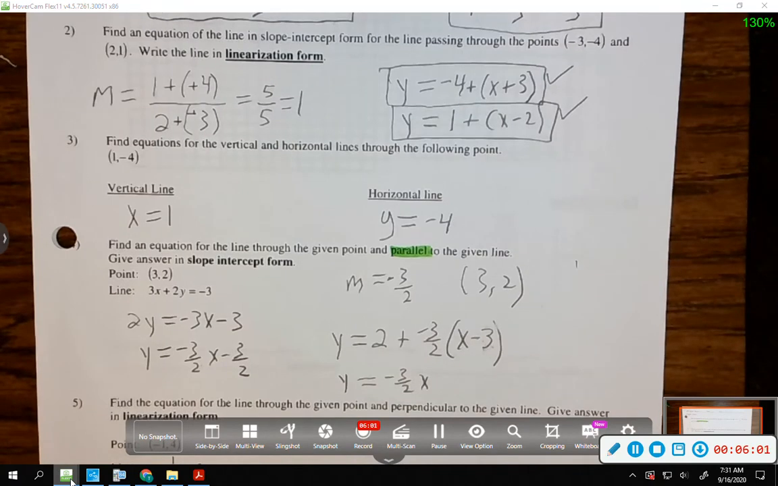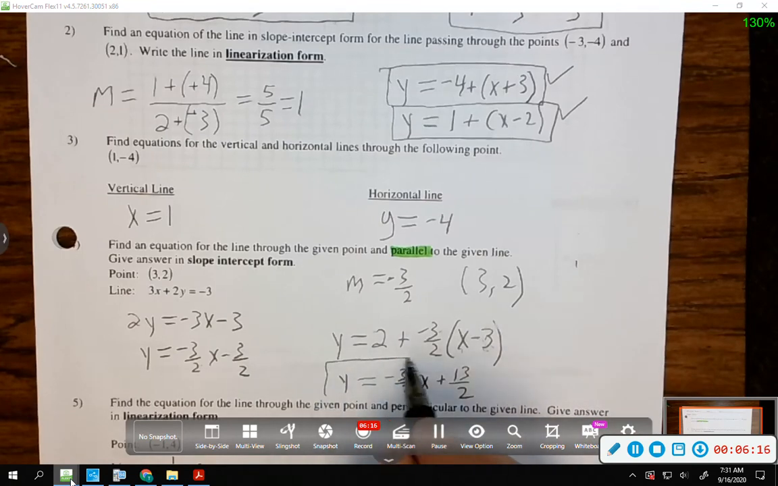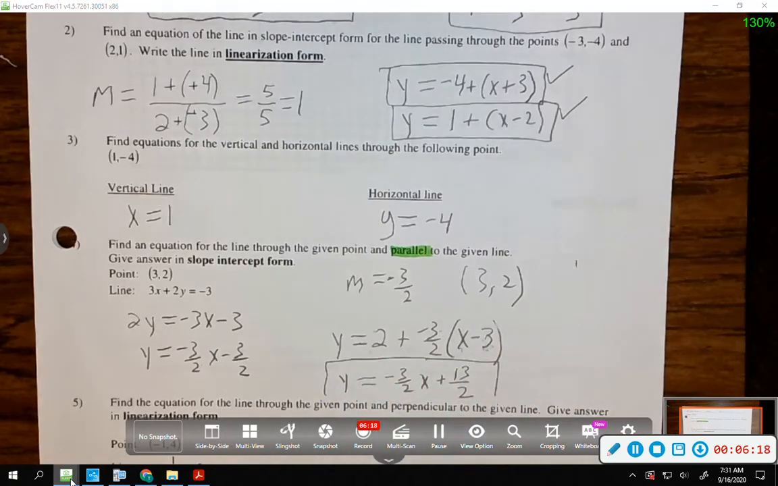So let's do that again. I put x minus the y coordinate. X minus the x coordinate. Now I'm going to get +9/2 plus 4/2 is a +13/2. That's better. Okay. There it is.